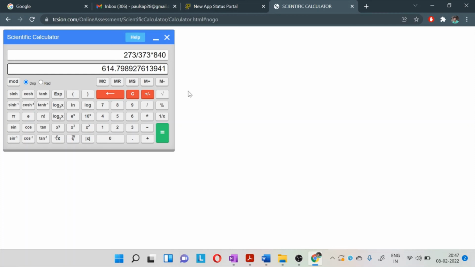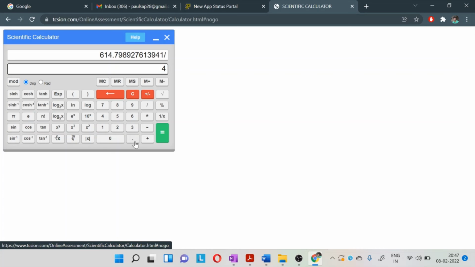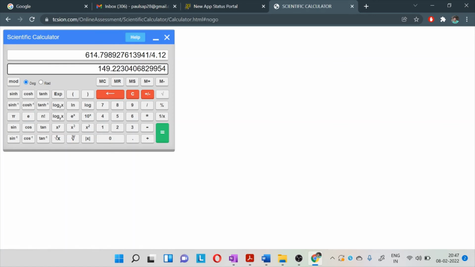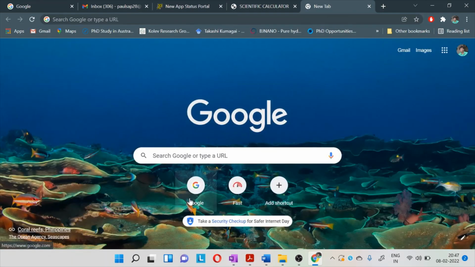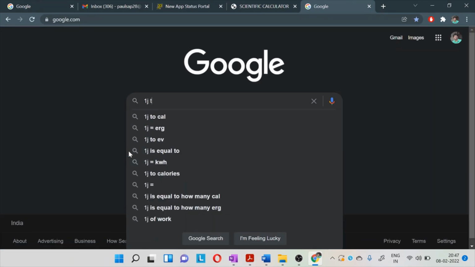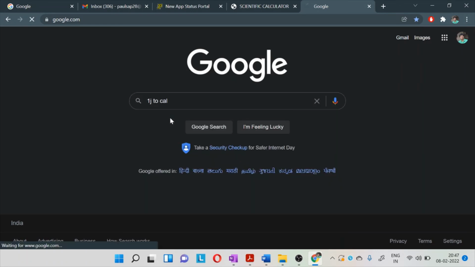And if I convert this to calories, I believe it is 1.987, right? No, it is 4.12, something like that. I don't remember exactly, but you guys should remember this. I think it's 4.2 or 4.12. So if I do 4.12, it's coming as 149. Okay, the answer that is given is actually 146. I'll just check, 1 joule to calories, how much is it?